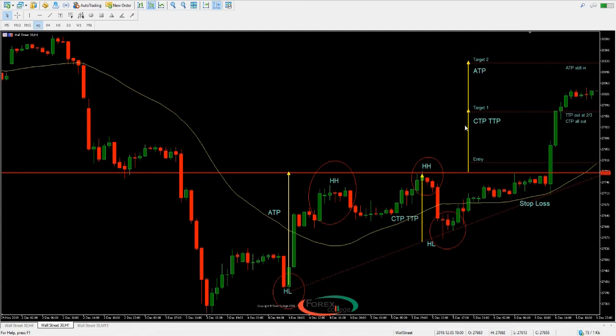The conservative traders closed a full position. The aggressive traders are still in this trade, not closing any positions as they're waiting for target 2. And your real traders are closing 2/3 of the position. So they're taking profits off the table, and they're waiting with 1/3 to still have market exposure. If this market moves up, they will still be in this trade.